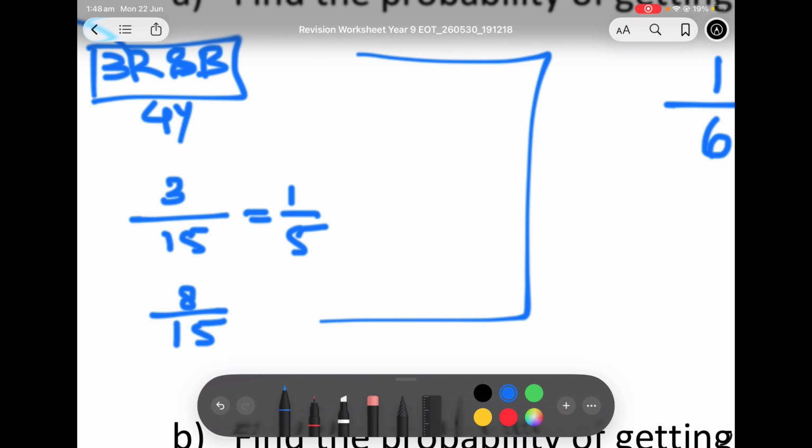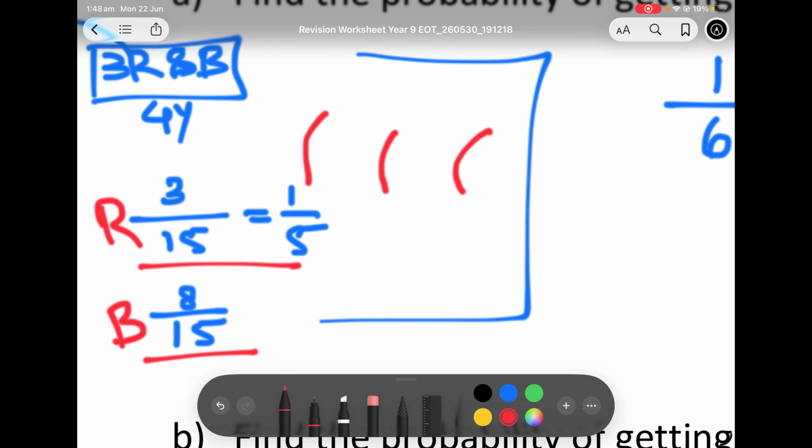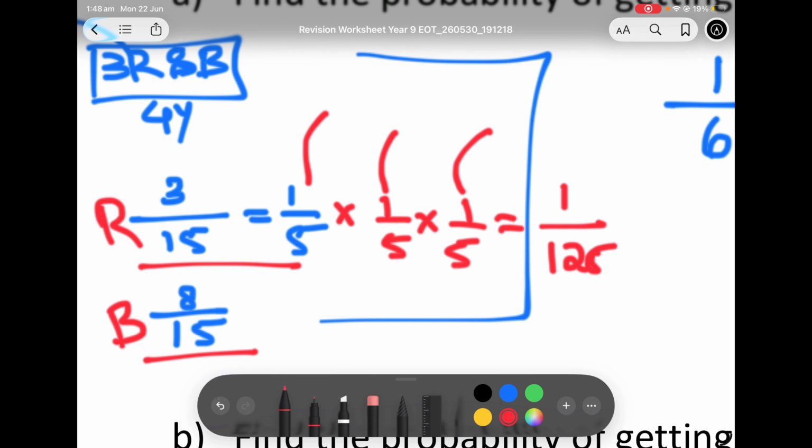This is for the different ones. This is for the red, this is for the black or whatever it is. But what if I say every time he's going to get the red ball? So 1 by 5, 1 by 5, and 1 by 5 would be the probability. That is going to be 1 over 125 would be the answer.